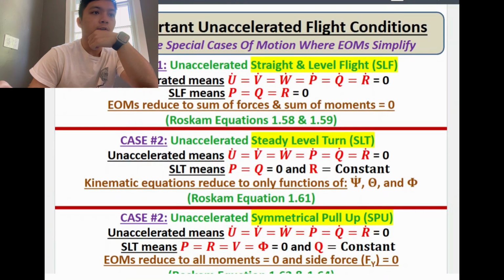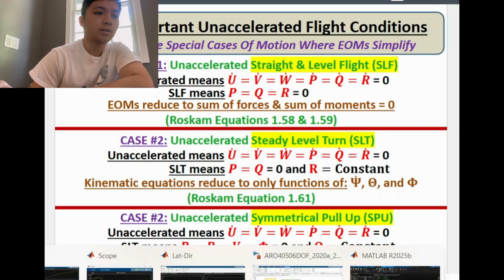So you can see here for this first case, unaccelerated means that your linear and angular accelerations are 0, and your angular rates, P, Q, R, are also 0. It also means the sum of the forces and moments equals 0. Okay, so back to the simulation.